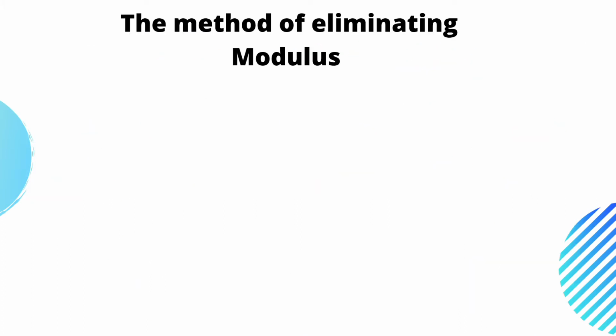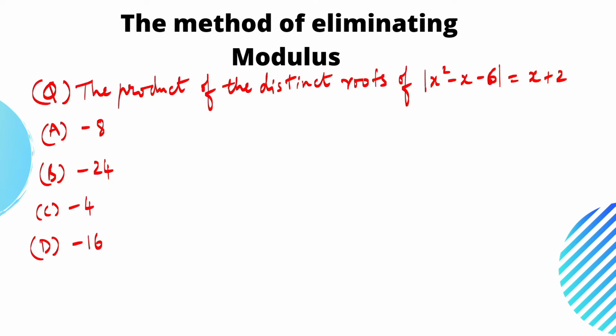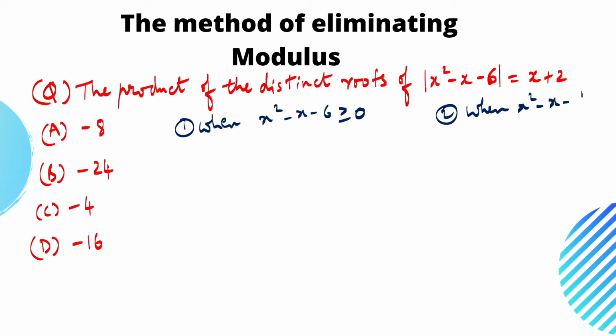Let us learn the method of eliminating modulus with a simple example. What is given? The product of the distinct roots of the equation |x² − x − 6| = x + 2, and options are given. We have two cases again. The first case is when x² − x − 6 is greater than or equal to 0, and the second case is when x² − x − 6 is less than 0.